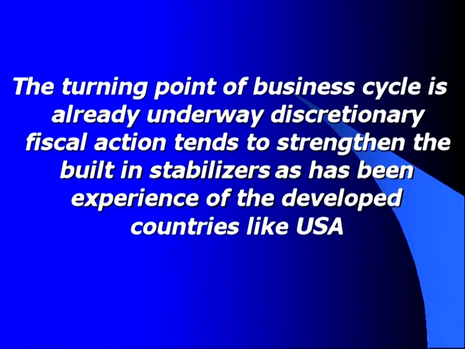Despite the higher multiplier effect of government spending as against changes in tax rates, the tax rates can be operated more promptly. Emphasis has thus shifted to taxation as the best fiscal device for controlling cyclical fluctuations. Thus, when the turning point of the business cycle is already underway, discretionary fiscal action tends to strengthen the built-in stabilizers, as has been the experience of developed countries like the United States of America.